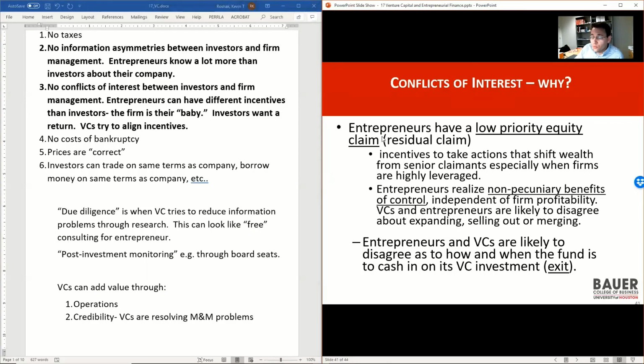Entrepreneurs have what's called a low priority equity claim, right? They get paid last. They get paid after the VC gets paid. So what this means is that the entrepreneur has incentives to shift the wealth from the VCs, the senior claimants who get paid first, to themselves. One way to do that is through these non-pecuniary benefits of control. Again, this is getting on magazine covers, being talked up in the press, going to fancy dinners, not financial returns, but personal returns.